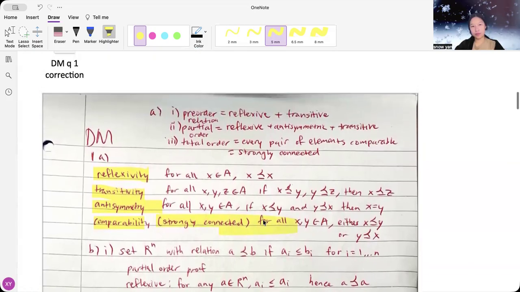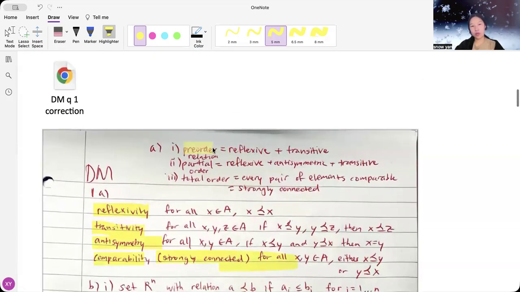In terms of the orders, pre-order basically means that it's reflexive and transitive. If it's a partial order, then it's reflexive, antisymmetric, and transitive. If it's a total order, then every pair of elements is pairwise comparable, so it's strongly connected. Something to remember is that pre-order requires the least amount of conditions. It's just pre, right? So we can think of it as reflexive and transitive. Partial has the antisymmetric part, and total is just comparing pairwise.